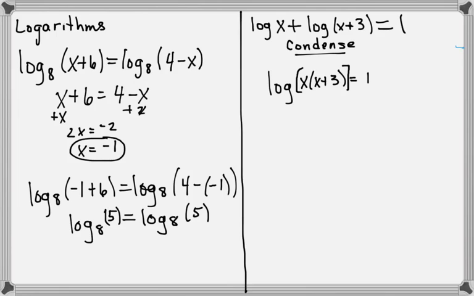Condensing is more valuable here than expanding because I need to get it to some log. How do we get rid of brackets? I'm going to go ahead and multiply through. And so I end up with that. My question is, do you remember how we got rid of the log?